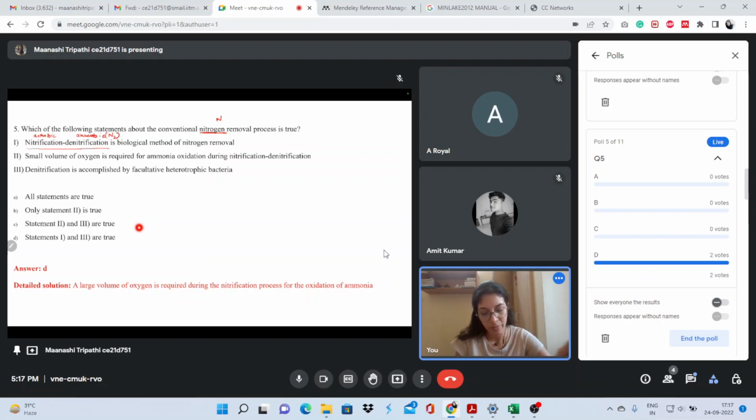And facultative bacteria can sustain in aerobic as well as anaerobic conditions. As I have told you, denitrification is favored in anaerobic condition. So facultative bacteria work, which may survive in aerobic condition also, but they are mostly anaerobic. Okay.